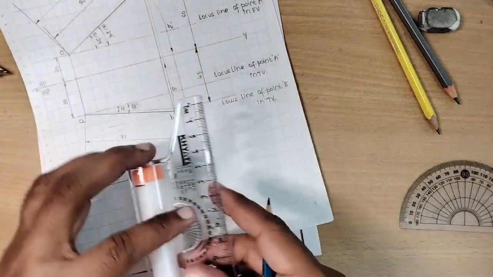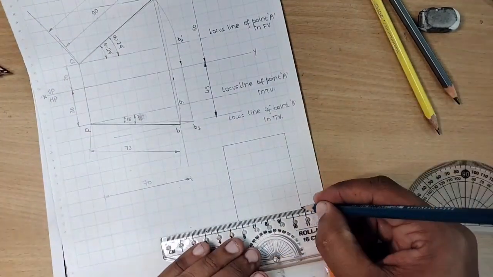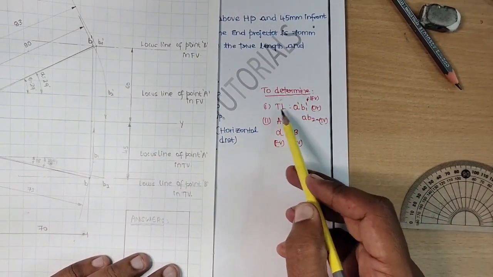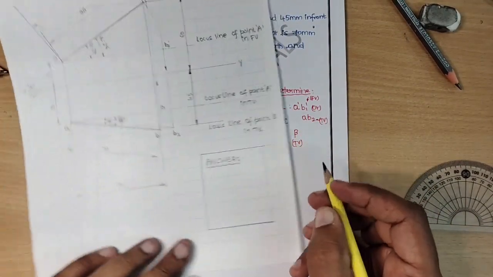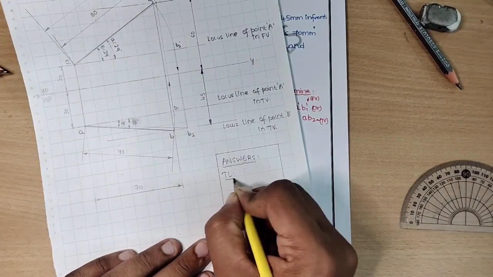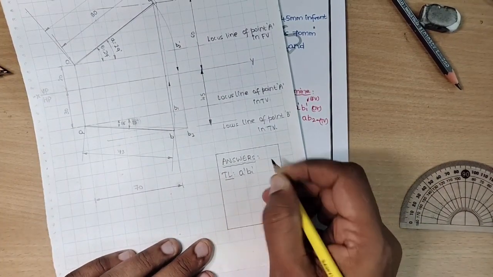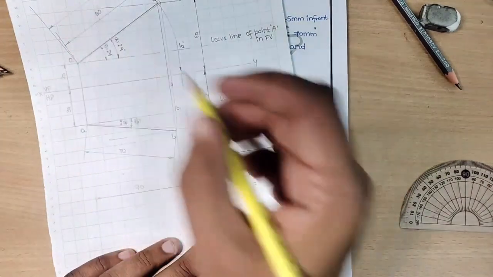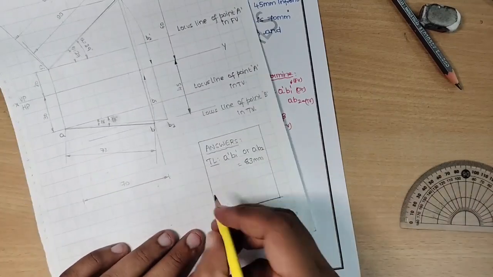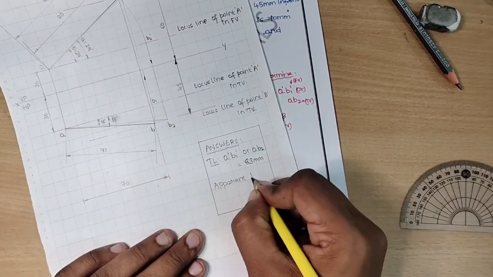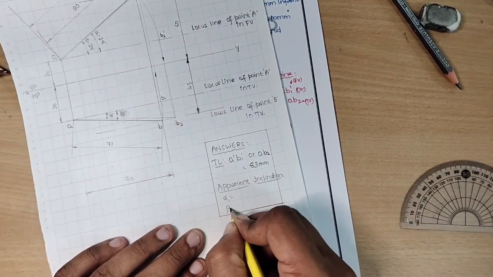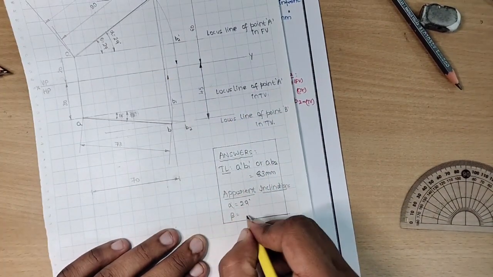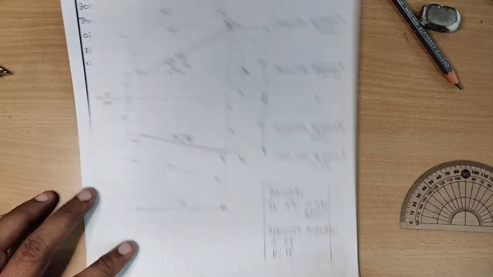Let us finalize the solution one by one. What is it we are supposed to find out? To determine the true length, A dash B dash or AB2. So the true length is equal to A dash B1 dash or AB2. It is measuring as 83 mm. And apparent inclinations: alpha is showing as 29 degrees and beta is showing as 12 degrees. So this completes the solution.